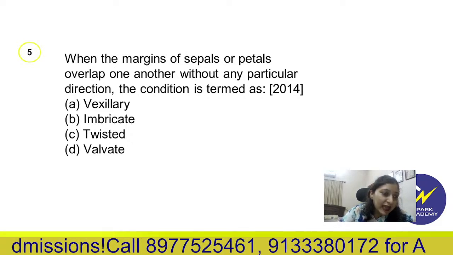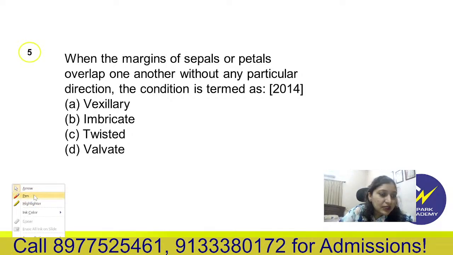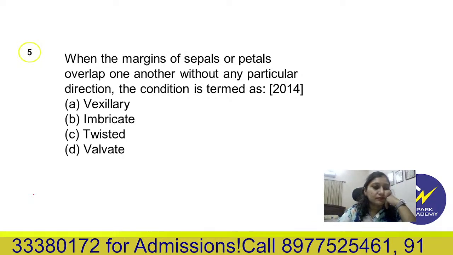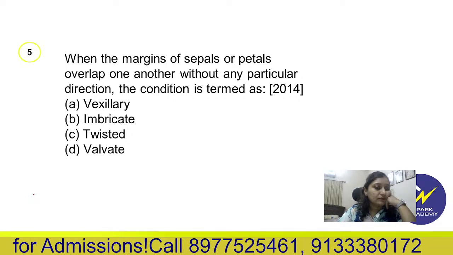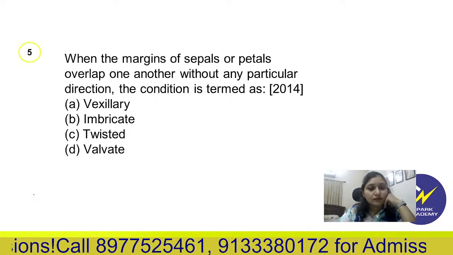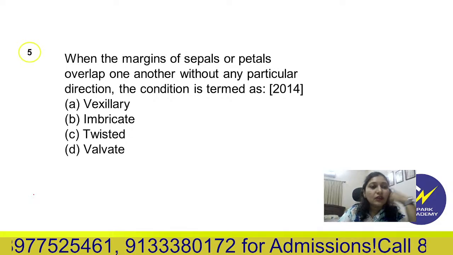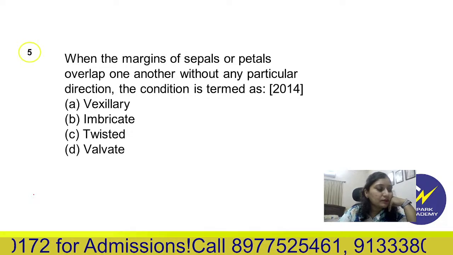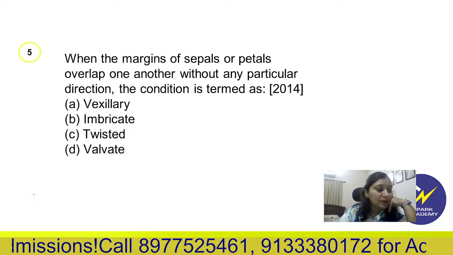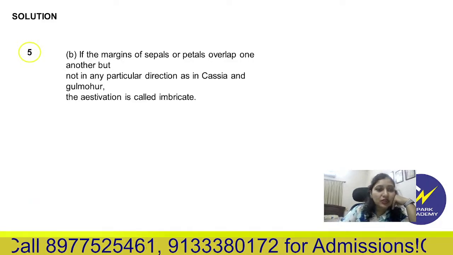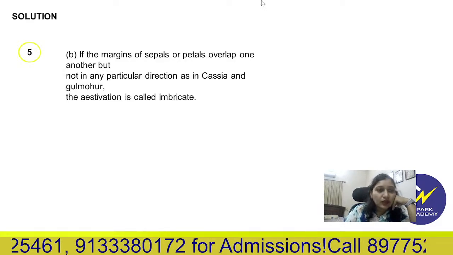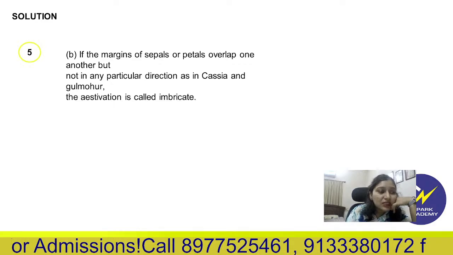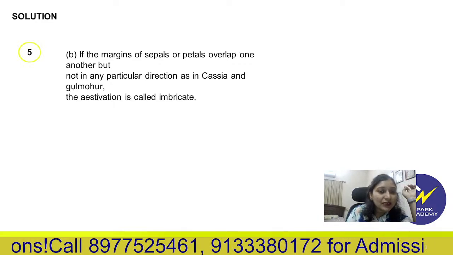Next, when the margin of the sepals or petals overlap one another without any particular direction, the condition is termed as... If there is no particular overlapping, it is called imbricate estivation. Okay, look here. If the margin of the sepals and petals overlap one another but not in a particular direction, like in case of gulmohar, one is completely outside, one is completely inside, the estivation is called imbricate.